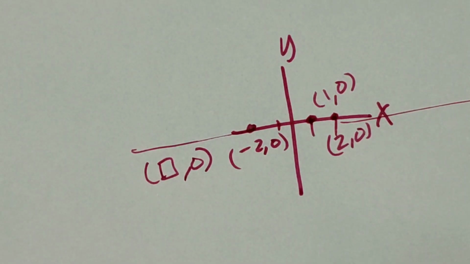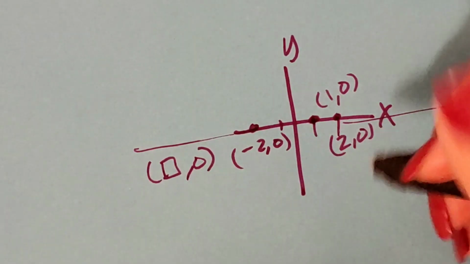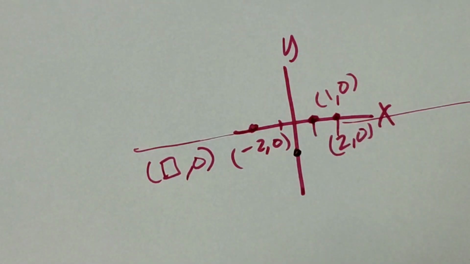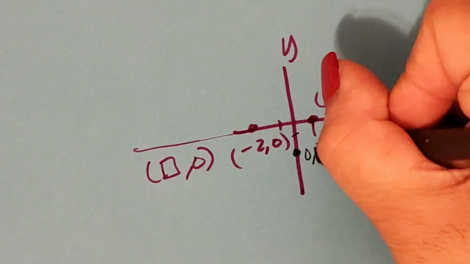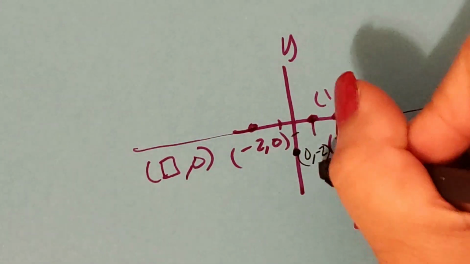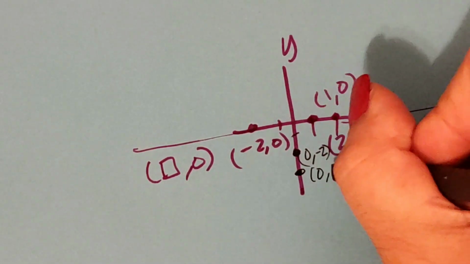Now your y-intercept is something similar. And so you would have a point right here. And I seem to like 2 a lot today, so that's 0, negative 2. Or you could have 0, negative 3.